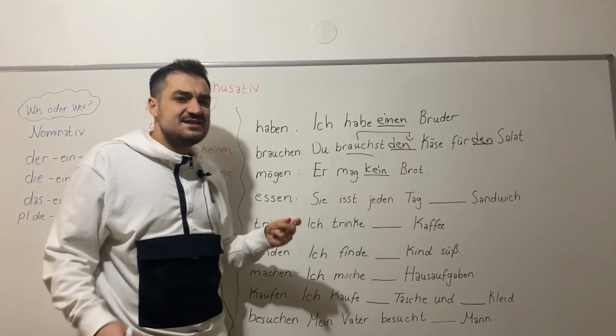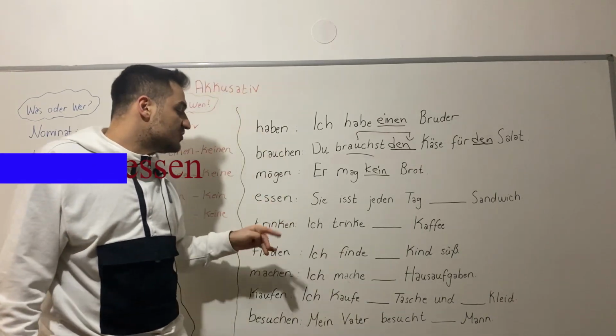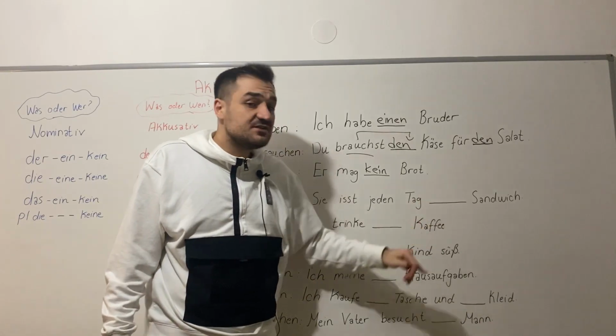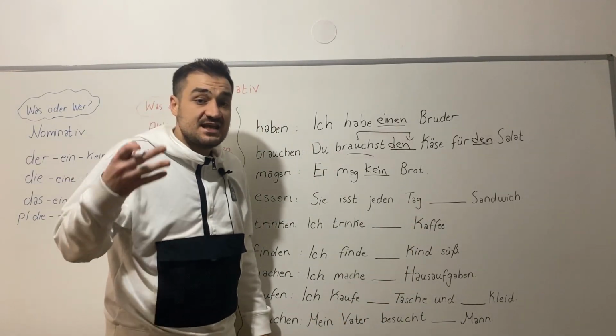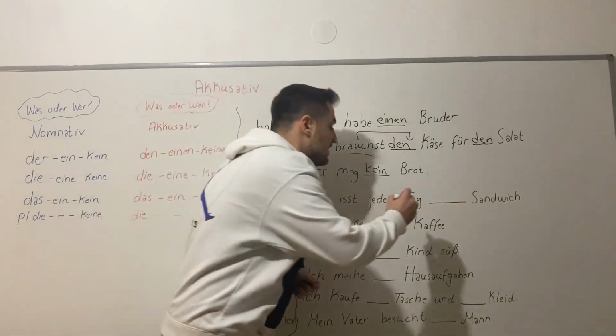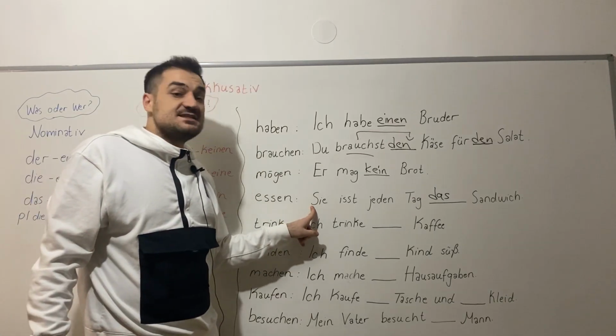Here, essen. Essen means to eat. And it's an irregular verb as well when we are conjugating essen. Sie isst jeden Tag Sandwich, right? This is das Sandwich, and das stays as das in the accusative case. Sie isst jeden Tag das Sandwich.